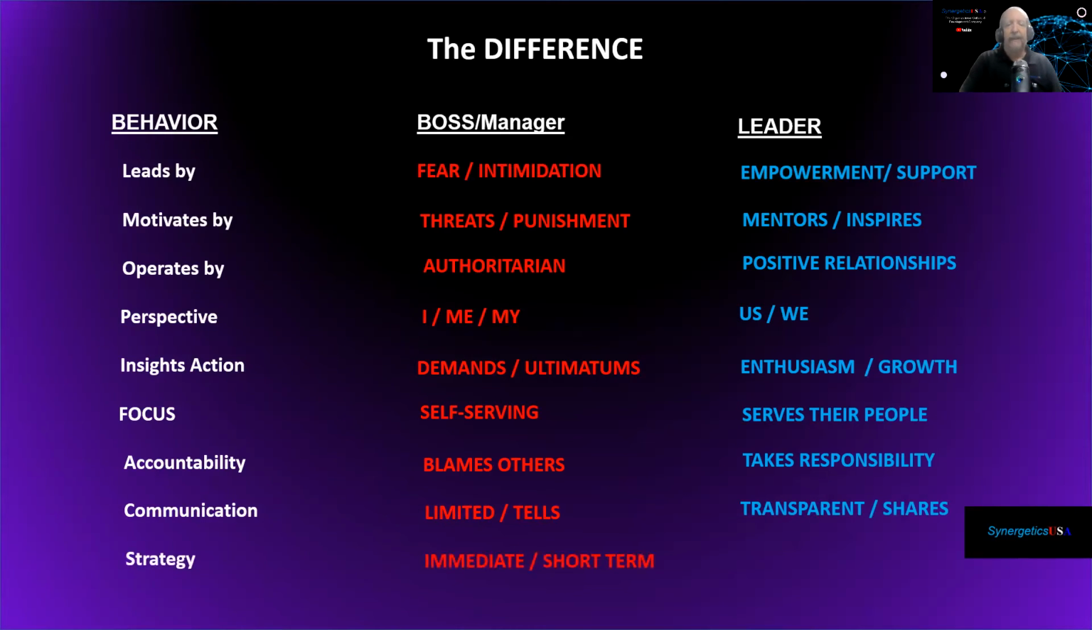Strategy, immediate, short term. The boss is only focused on what I can get done right now. Where the leader is more of a visionary and is in, to steal something from Simon Sinek, they're in it for the infinite game. They're not there to finish by Friday. They understand the long term. And that's why they're more patient with their people, because they can see the value and the opportunity of those people into the future.